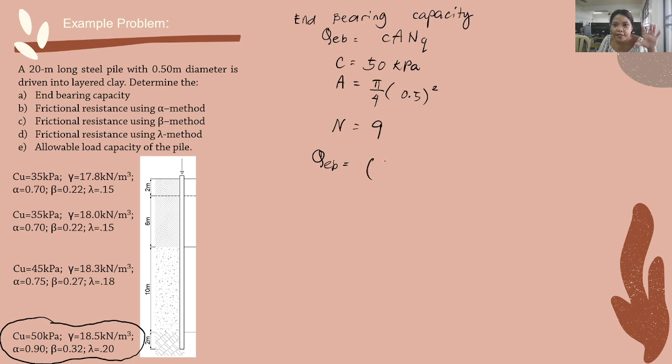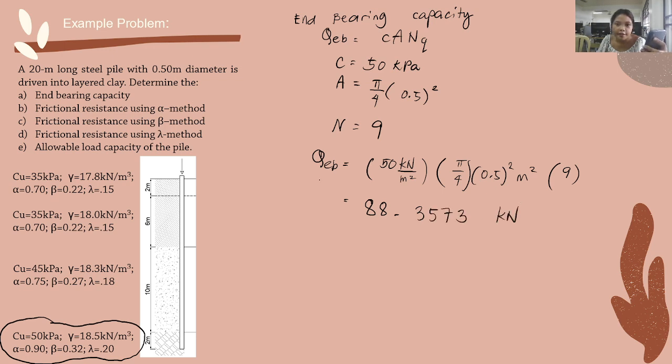Okay, so by direct substitution, this is equal to 50 kilonewton per square meter multiplied by the area, pi over 4 by 0.5 squared, in square meters, and then the end bearing capacity factor 9. Then just use the calculator: 50 by pi over 4 by 0.5 squared by 9 is equal to 88.3570 kilonewtons. That is the end bearing capacity of the pile.